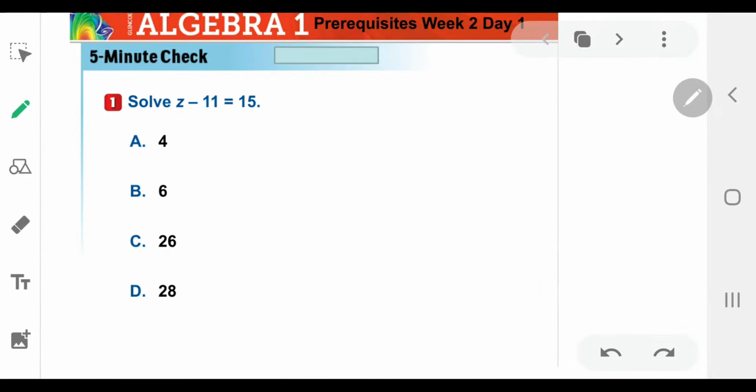Pause the video, try to recall how to solve this equation in our daily check. Now, let's see what is the difference between an equation and expression. Before we start, let's recall the meaning of expression, which was introduced earlier last week.